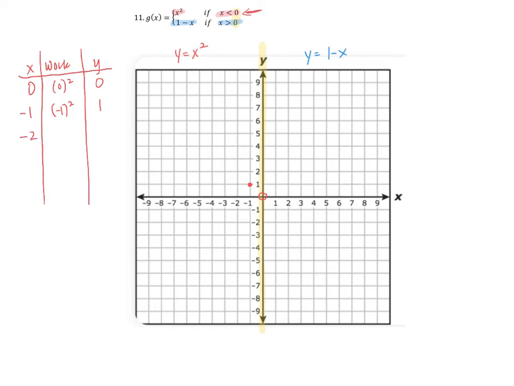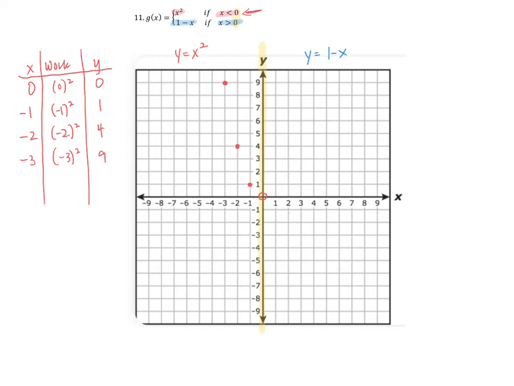All right, let's pick -2. I have to square that. -2 squared is a positive 4. So (-2, 4) is another point. And I'm going to choose -3. So -3 squared is a positive 9. So that would be up here.